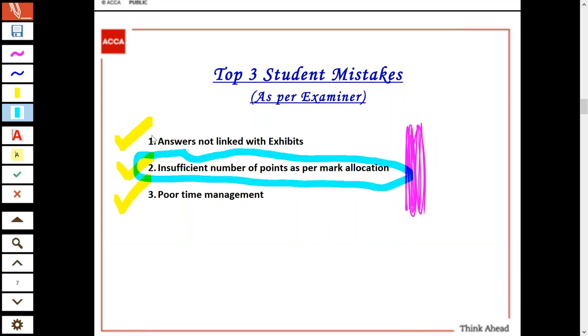Only 14, Kazi, are you out of your senses? 14 out of 20, you are saying it as only? I am targeting 10 to 12 marks max. Please, this is a low scoring paper with a 47% pass rate. Please set your expectations realistic, okay?